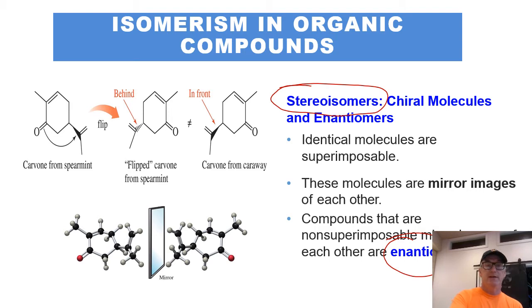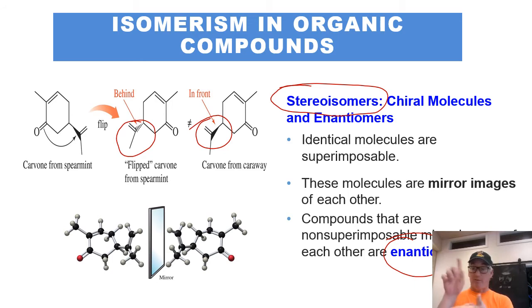So as you can see, with carvone, one of them has this group behind the ring, and the other has this group in front of it. And so you can't stack them on top of each other, because one will be up and the other one will be down. And if you flip them the other way, the other one will be up and the other one will be down. So they're mirror images of each other. They're enantiomers, meaning they're put together exactly the same way, but in a different order around one of the carbons.